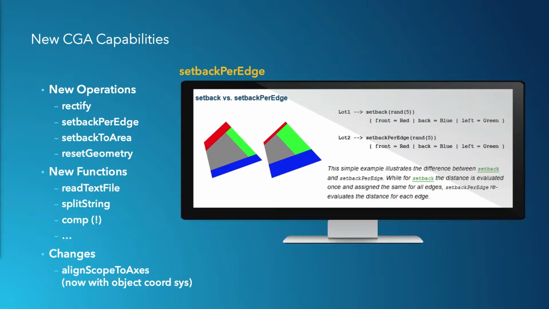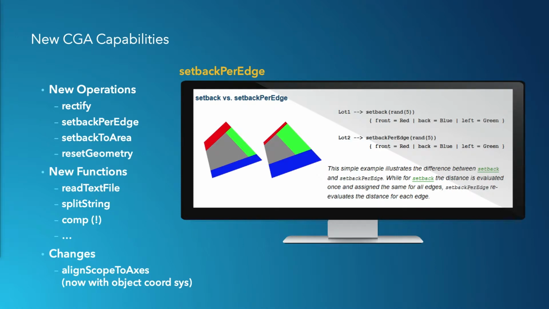Another new extension is the setback per edge. To date, we only had uniform setbacks. And now with setback per edge, you can control your setbacks on a shape per edge. So you have this argument here. We just use a random in this example. It will now be evaluated for each edge. So you can pass in functions in there and have them react on the different edges of your shape.